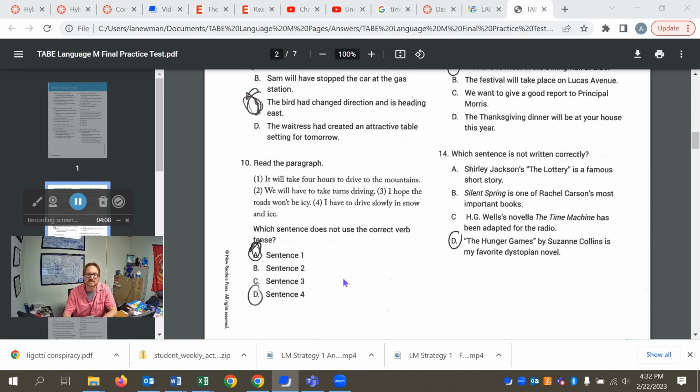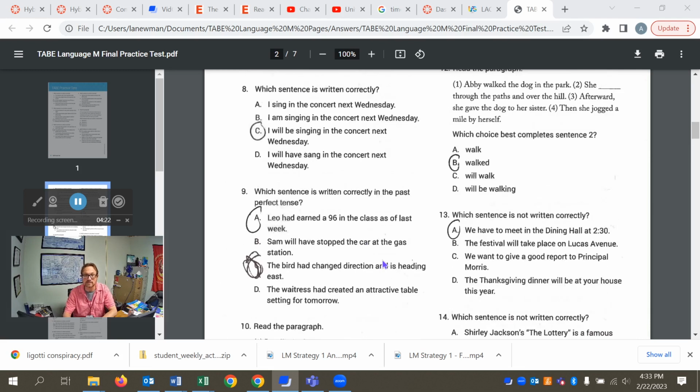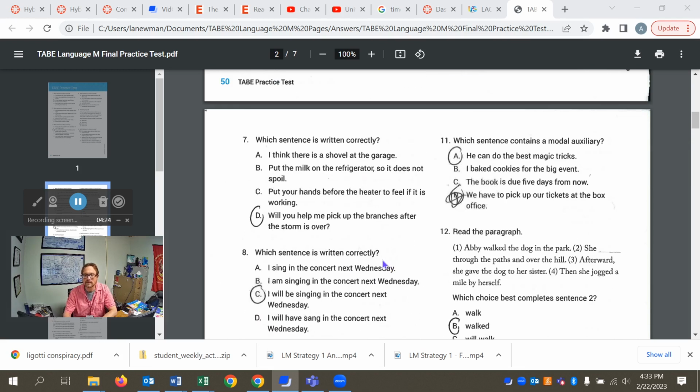Okay. Number 10, which sentence does not use the correct verb tense? And it's D, sentence 4. I have to drive slowly in snow and ice. It should be I will have to drive slowly because it's something that's going to happen in the future. Okay, number 11, which sentence has the modal auxiliary? It's A, and it's can. He can do. Modal auxiliary technically is a verb, but it intensifies the meaning or action of another verb.